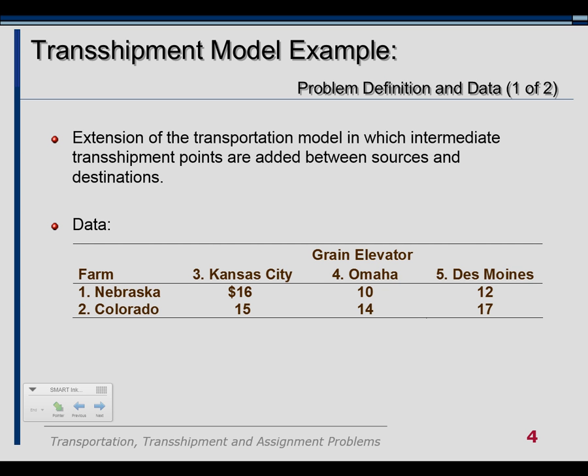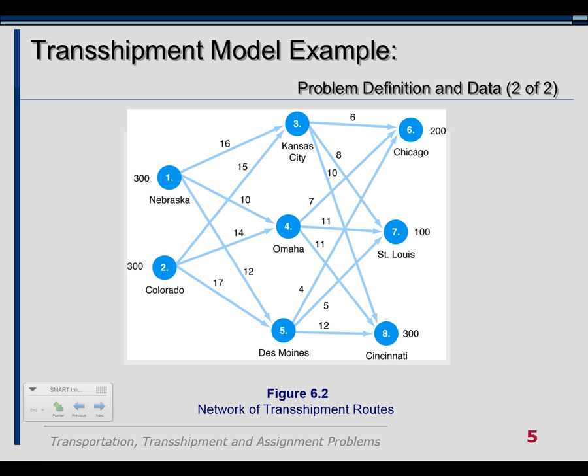So, the extension of the transportation model in which intermediate transshipment points are added between sources and destinations. In this particular case, before we were just looking at the grain elevator, now we're going from the grain elevator. Before we even get there, we have a farm. And the farms are located in Nebraska or Colorado. So we go from Nebraska or Colorado to the grain elevator, then on to the mill itself. Okay? So here's kind of a pictorial of that.